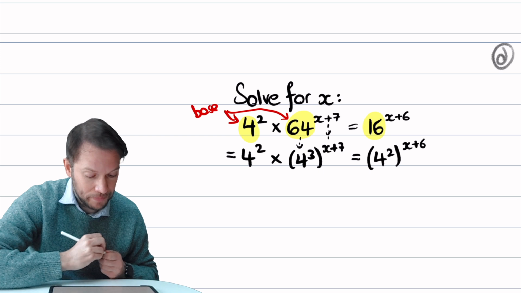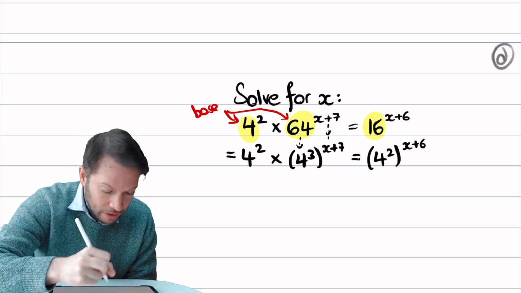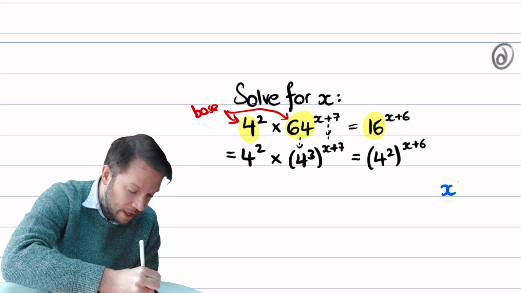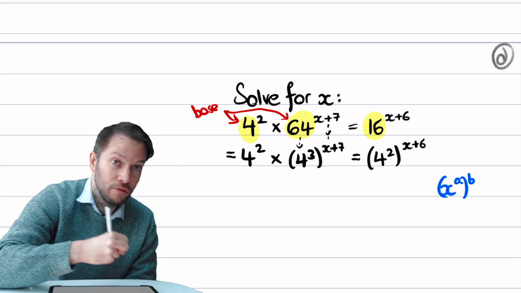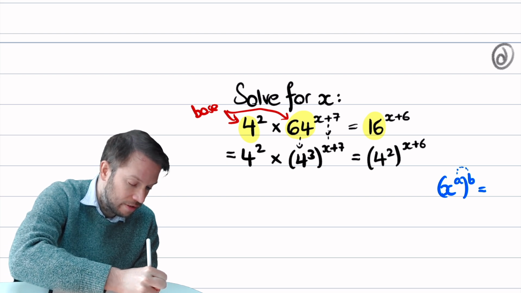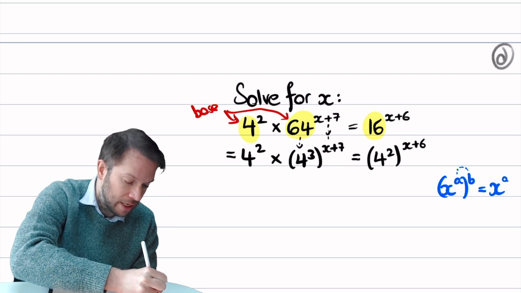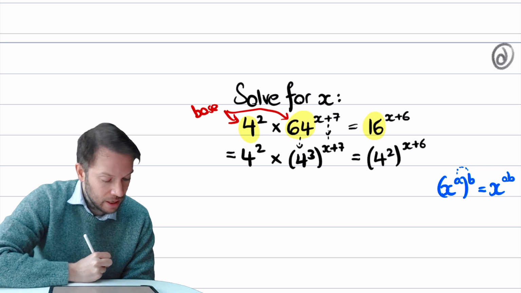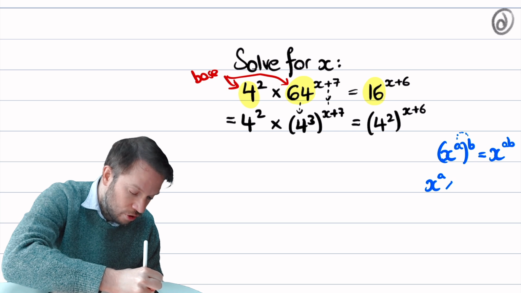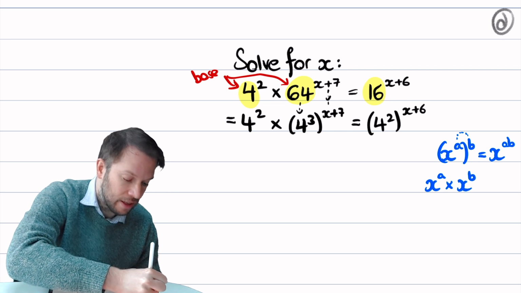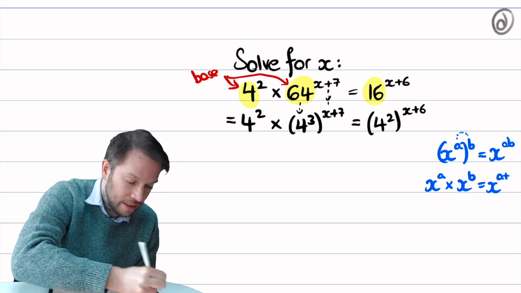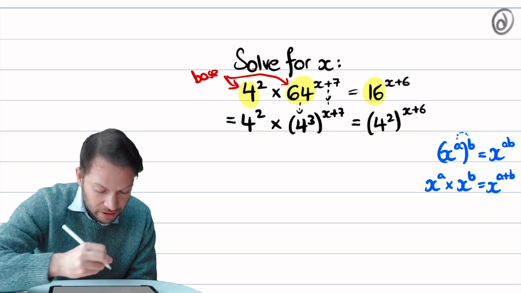Now, this is great because we now have the same base of 4 and we can use laws of indices to simplify. The first law of indices we can use is that if you had, say, x to the power of a, all to the power of b, so you raise a power to a power, you just multiply these indices together. So you do a times b, which is ab. That's one law of indices. The other one we're going to use is that when you multiply two powers together with the same base, you add the indices. So it would be x to the power of a plus b. So that's what we're going to use.